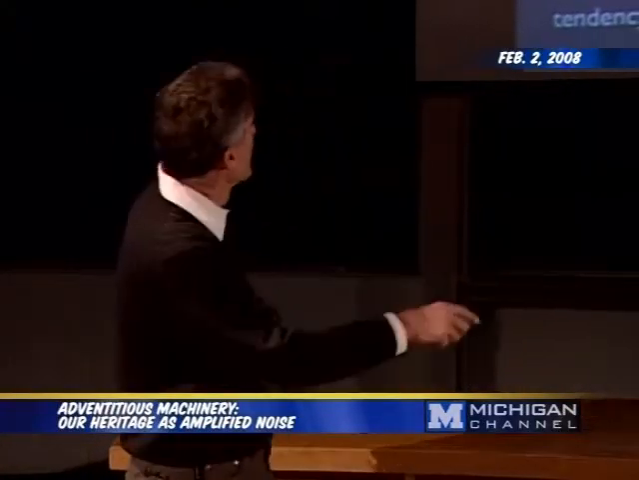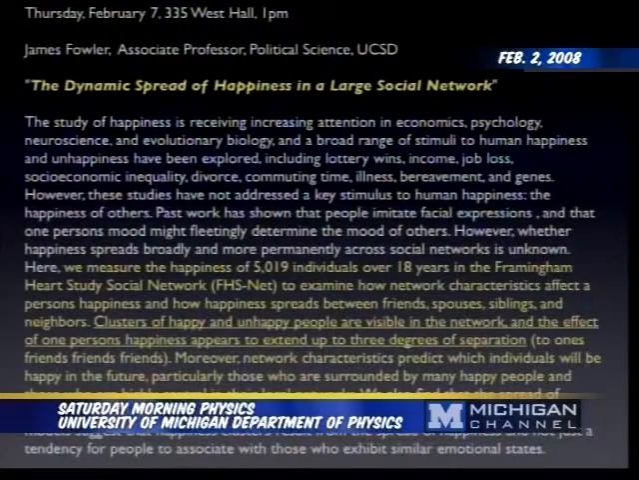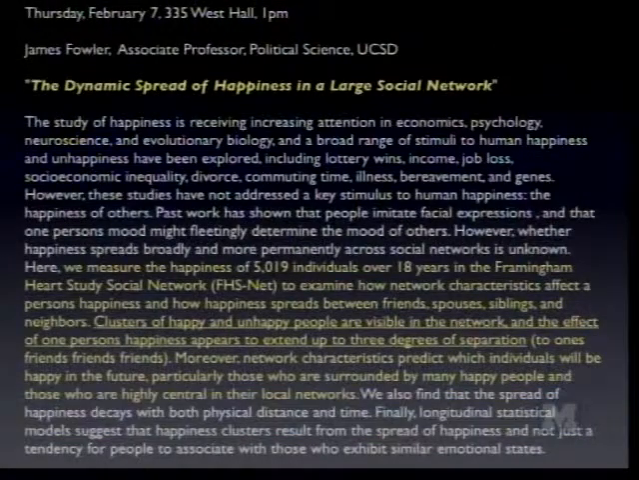That's what he's doing. He's looking at 5,019 individuals over 18 years in the Framingham Heart Study social network, which is published data. It's on the web. He browsed, pulled it down, and started doing cluster analysis on it. Clusters of happy and unhappy people are visible in the network, and the effects of one person's happiness appear to extend up to 3 degrees of separation, to one's friends' friends' friends.